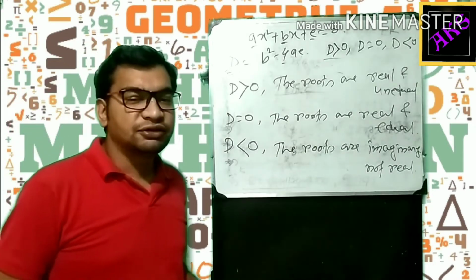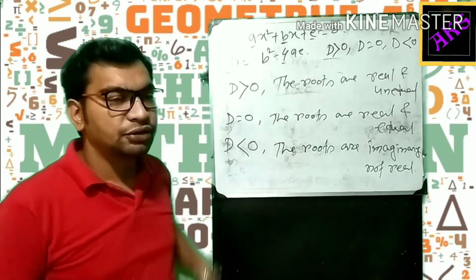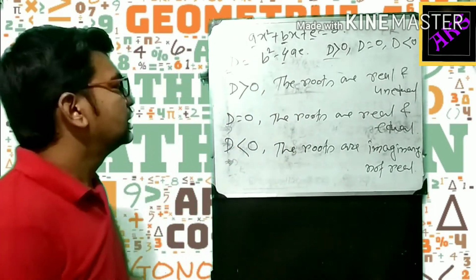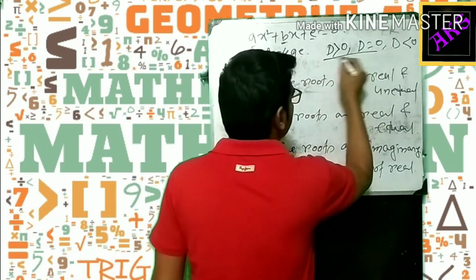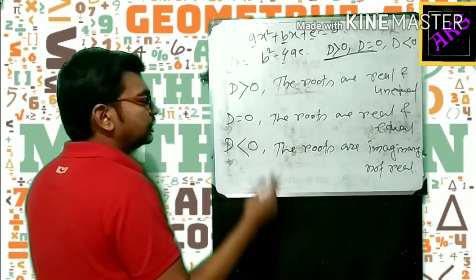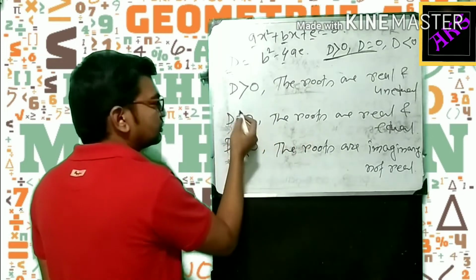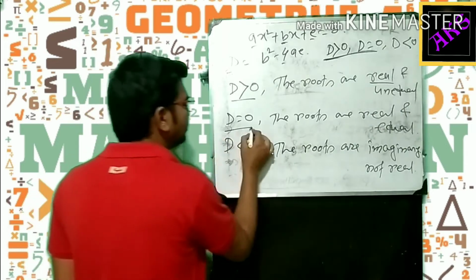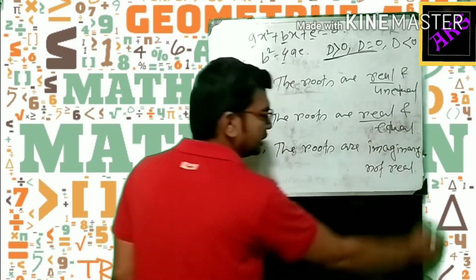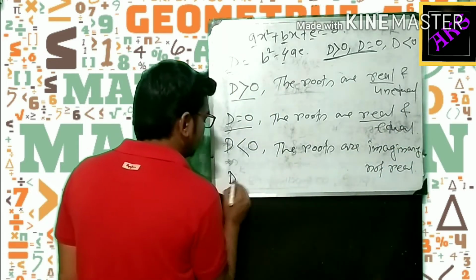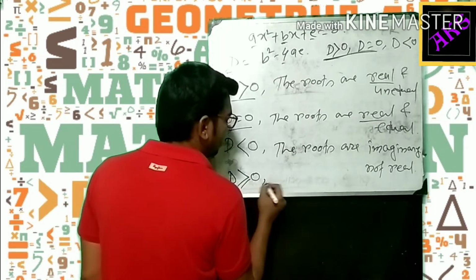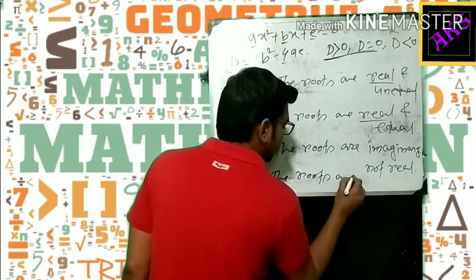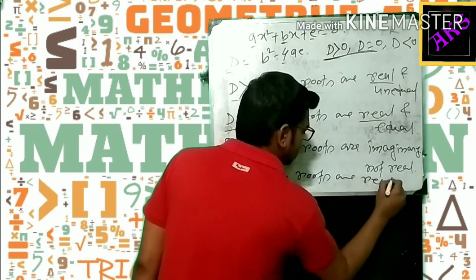Now, what is the condition for a quadratic equation to possess real roots? Okay, if we combine these two conditions, we get real roots. You can see if d greater than 0, then also we are getting real roots. If d equal to 0, then also we are getting real roots. So if d greater than or equal to 0, we can say the roots are real.